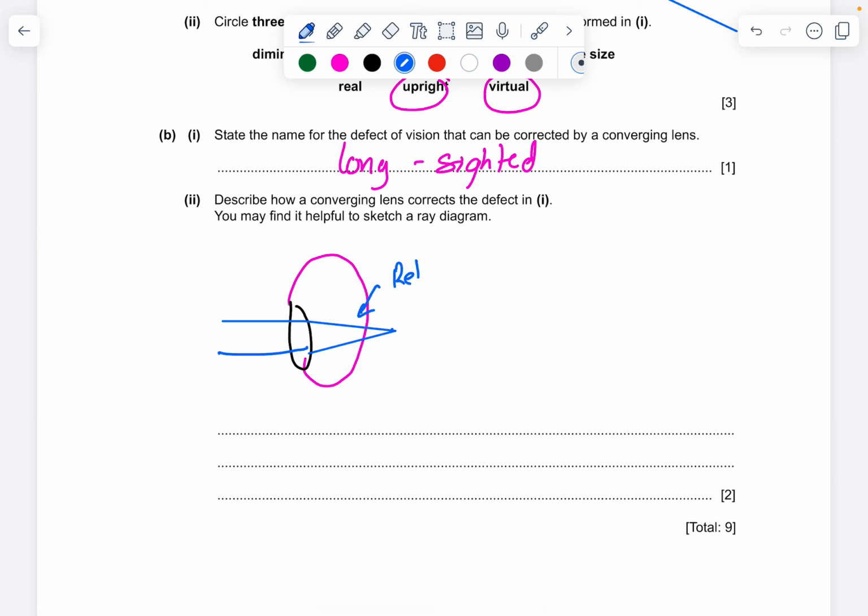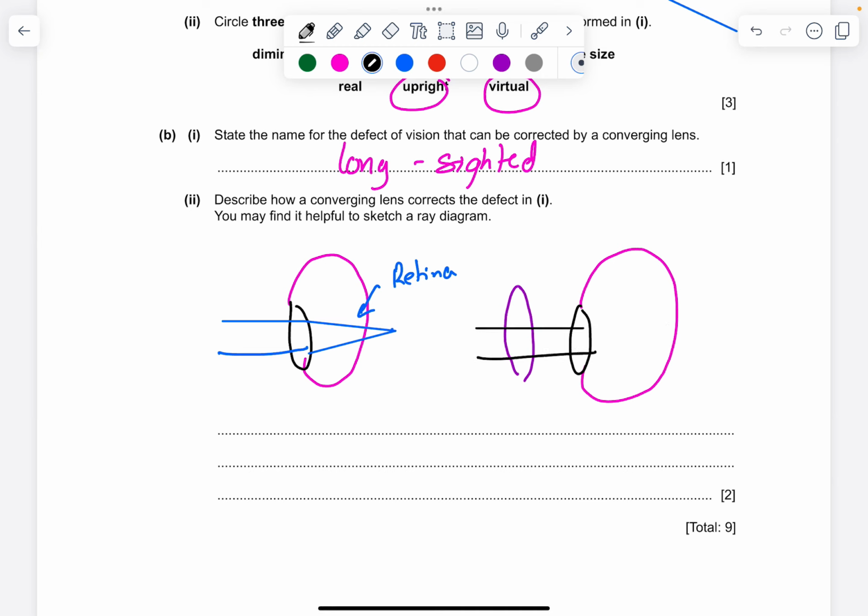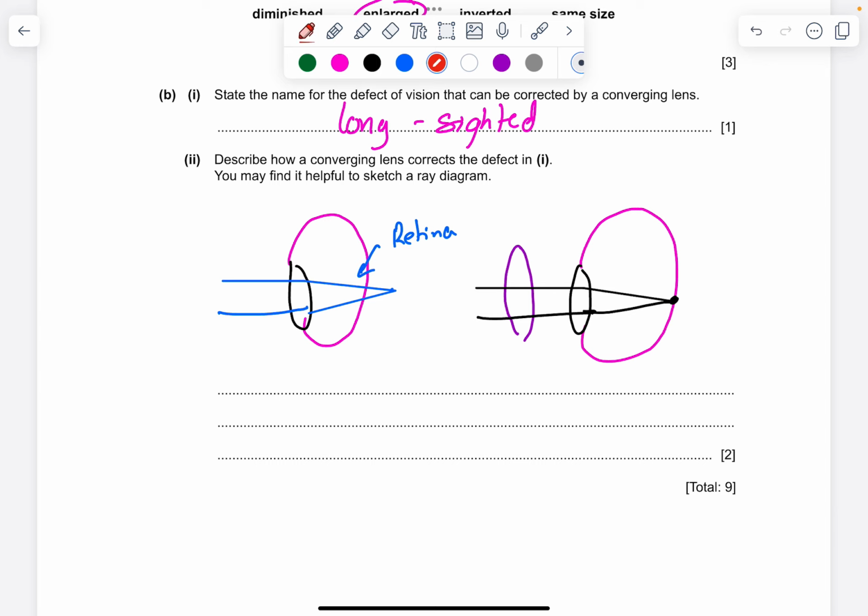Whereas this is the retina. So when I introduce a converging lens over here, the focal length is decreased, and now the image will be formed on the retina. See that the image will be formed on the retina. So it reduces the focal length.